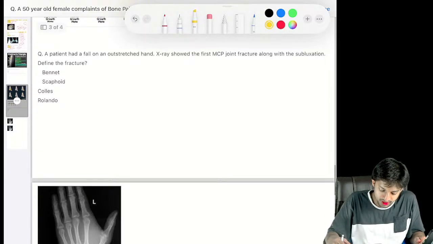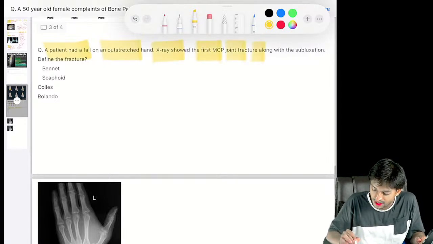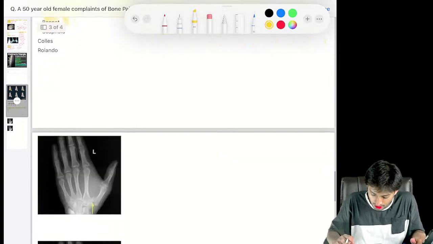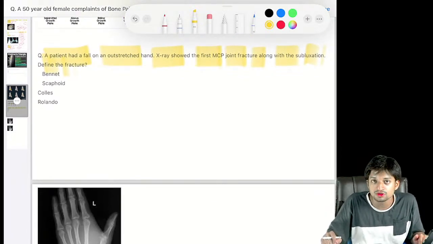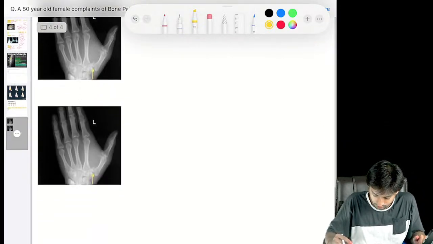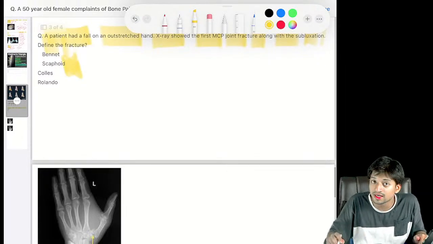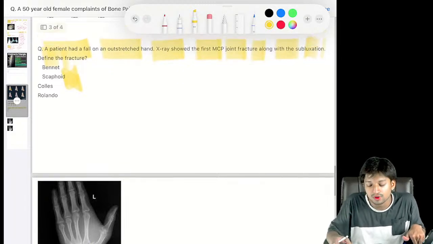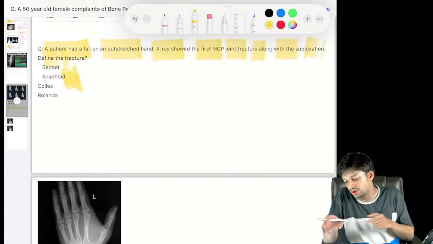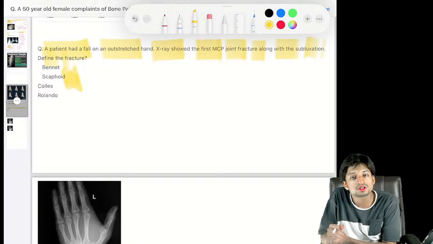Now moving on to the next question. A patient who had fall on an outstretched hand. X-ray showed the first metacarpophalangeal joint fracture along with the subluxation. Define the fracture. अब बताओ. So first metacarpal joint, can you tell me what is the first metacarpal joint? Metacarpophalangeal joint. Some people were telling scaphoid, so no, it's not scaphoid. Why it's not a scaphoid? Tell me. Scaphoid is the carpal bone. It is not a metacarpophalangeal joint. ठीक है. It is not a metacarpal. First metacarpal नहीं है. Scaphoid is a carpal. ये sorry, it's a carpal bone है ना.